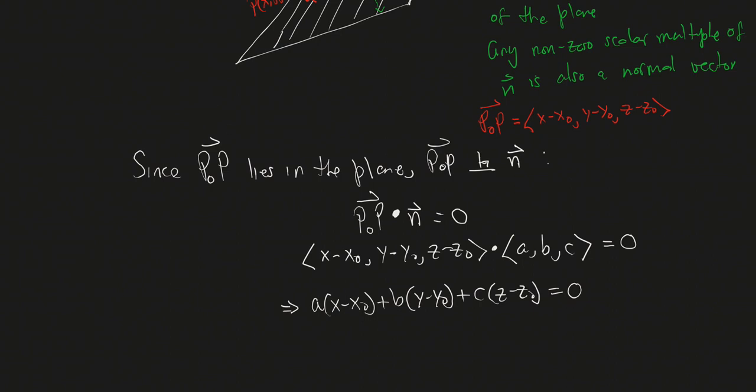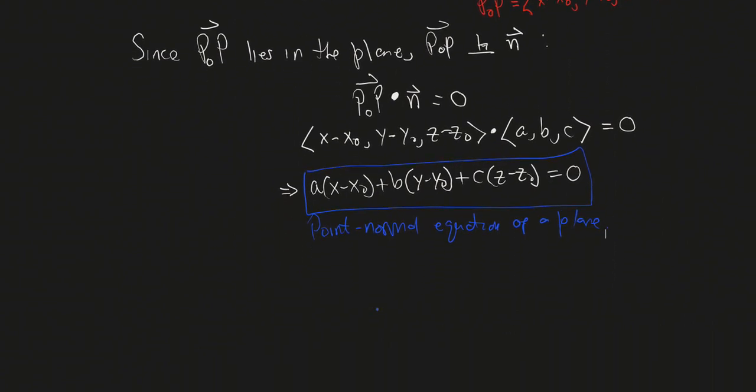So let's write that down. So this is the point normal equation of a plane, right? Okay, so that's good.